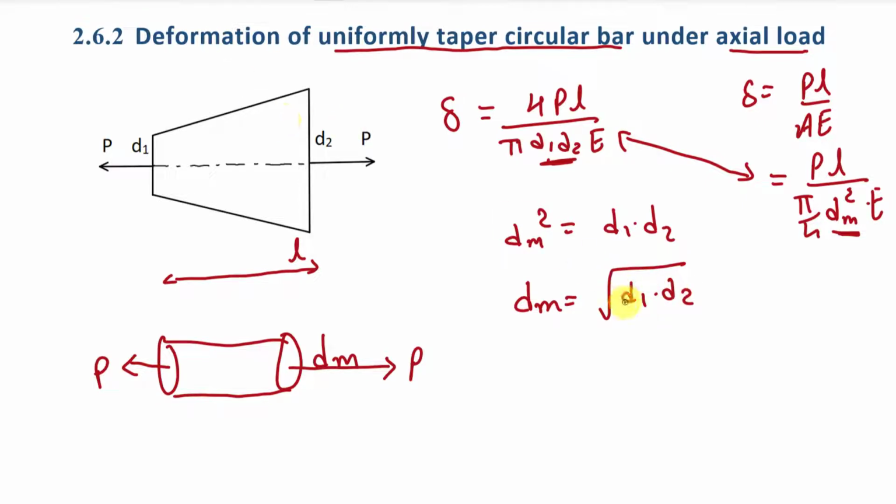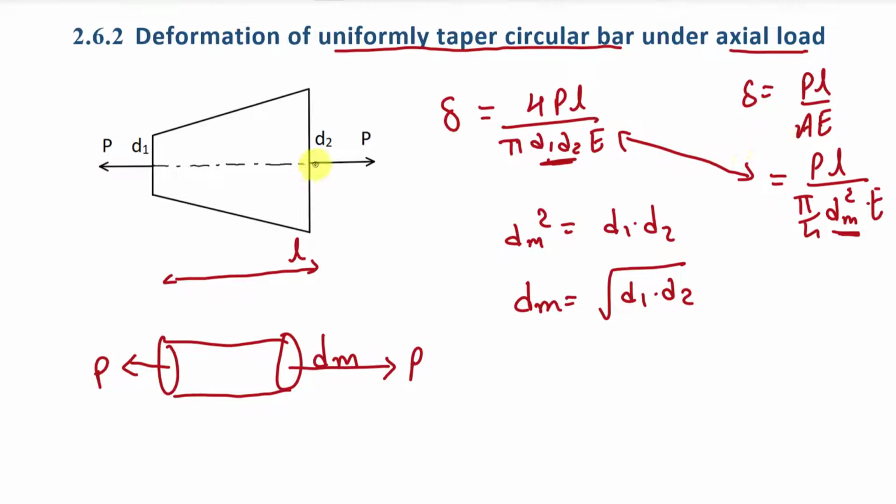If the question is asked to find the deformation of a uniformly tapered circular bar under axial load, then we can find it from this formula also. Here we have to put PL divided by AE, and area will be pi by 4 dm square. Here this diameter is the mean diameter of this body, and in that case we have to take this dm as root d1 into d2. So you will get the value of deformation, okay?